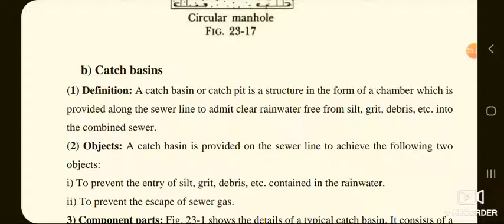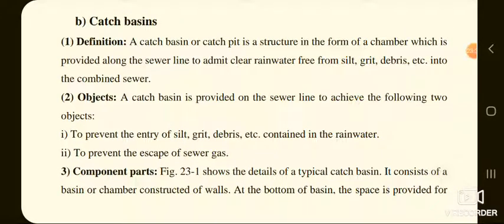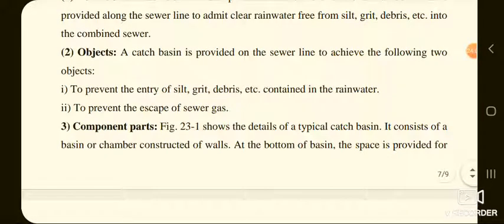Now come to the next type of sewer appurtenances, that is catch basins. What do you mean by this catch basin? A catch basin or catch pit is a structure in the form of a chamber which is provided along the sewer line to admit clear rainwater free from silt, grit, debris, etc. into the combined sewer. Now let us discuss the objects of catch basin. First object is to prevent the entry of silt, grit, debris, etc. contained in the rainwater. Second one is to prevent the escape of sewer gas.